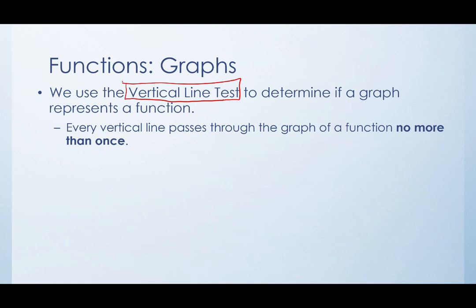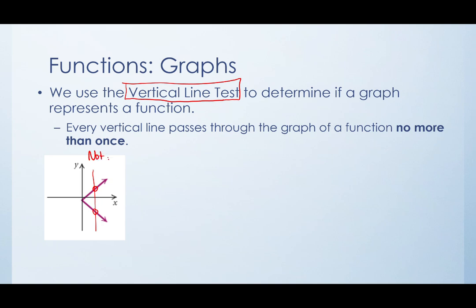If I can draw all the vertical lines possible through the graph, and it never intersects the graph in more than one spot, then it is a function. So we look at this one, for instance, and I can draw a number of vertical lines that intersect this graph in more than one spot. So this is not a function.